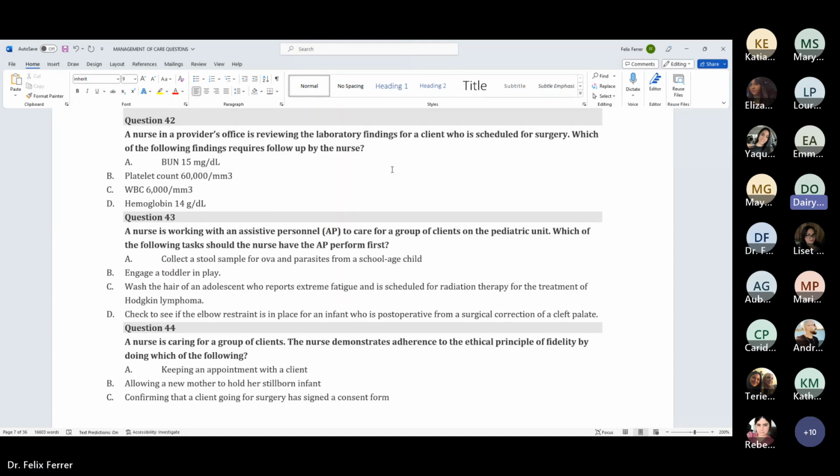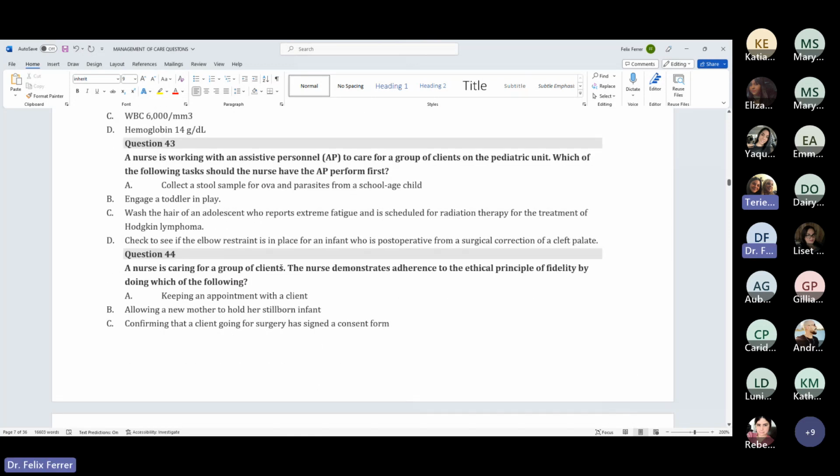Less than 150,000 platelets. Less than 50,000, you have to implement bleeding precautions. At risk for bleeding, less than 20,000, the patient is going to bleed at any time. Okay?